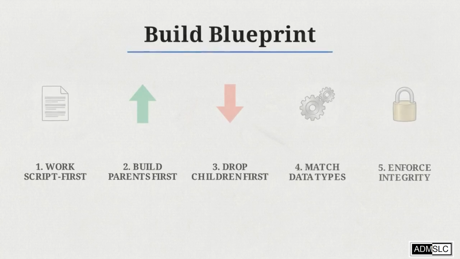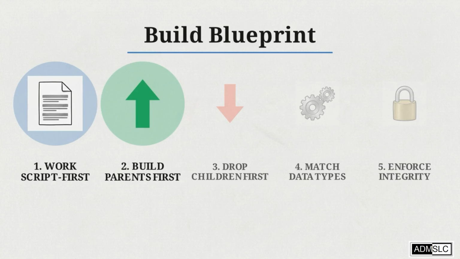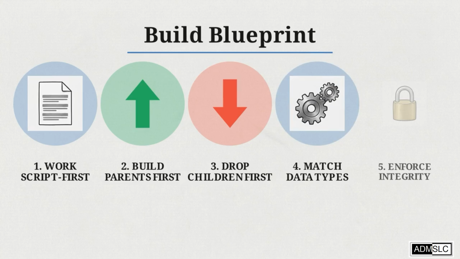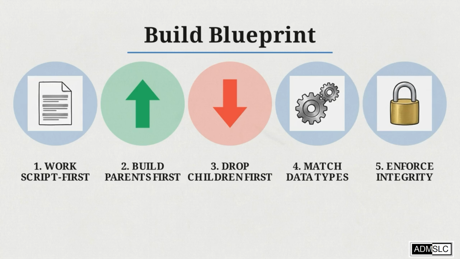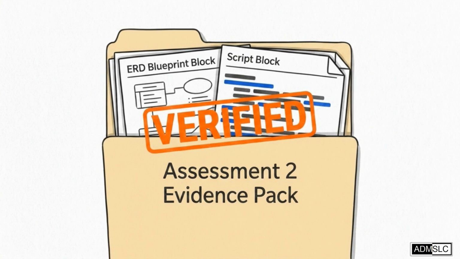To recap the core DDL build rules: work script first, build parents before children, drop children before parents, match data types carefully, and strictly enforce referential integrity. Internalizing the sequence prevents critical deployment errors down the line. It ensures your database behaves predictably and directly produces the foundational evidence required for Assessment 2.